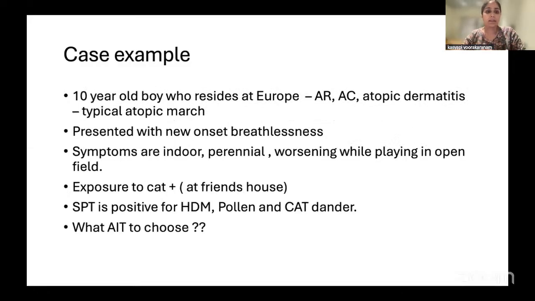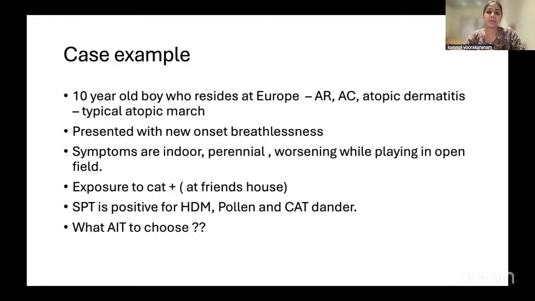Not as in this case, where we have a 10-year-old boy who resides in Europe who has allergic rhinitis, allergic conjunctivitis, the typical atopic march that you actually see, with new onset of breathlessness, where the symptoms are indoor, perennial, and also worsen while playing in an open field. The patient also has positive specific IgE to cat, with exposure at a friend's house. The skin prick test showed positive for HDM, the dust mites, pollen, and cat dander.